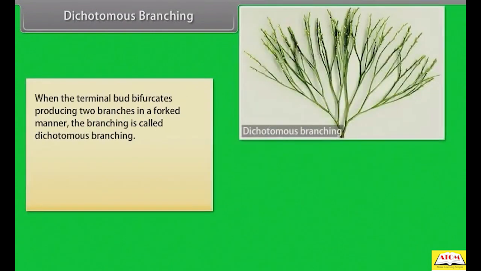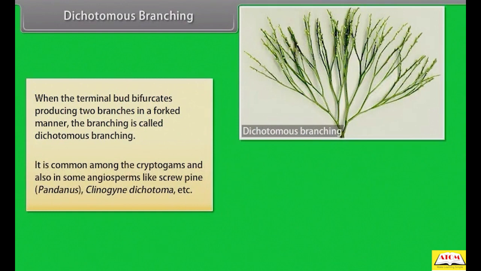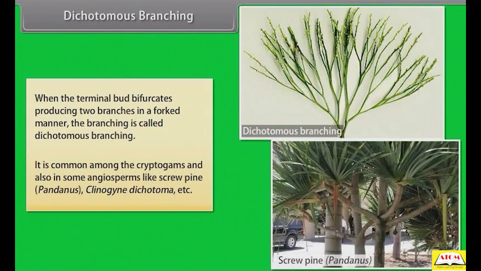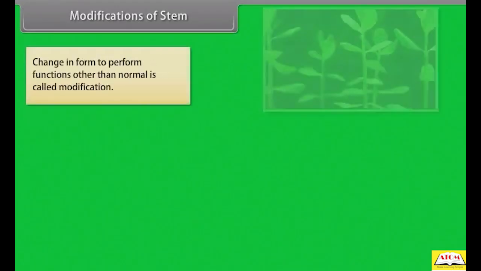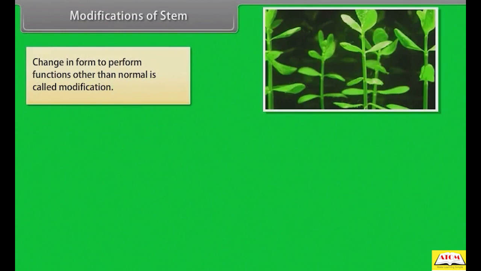Dichotomous branching. When the terminal bud bifurcates, producing two branches in a forked manner, the branching is called dichotomous branching. It is common among the cryptogams and also in some angiosperms like screwpine, Pandanus, Clinogyne dichotoma, etc. Modifications of stem. Change in form to perform functions other than normal is called modifications.